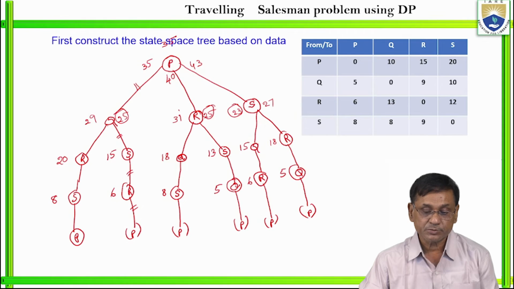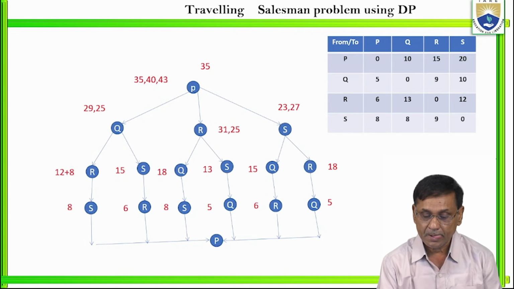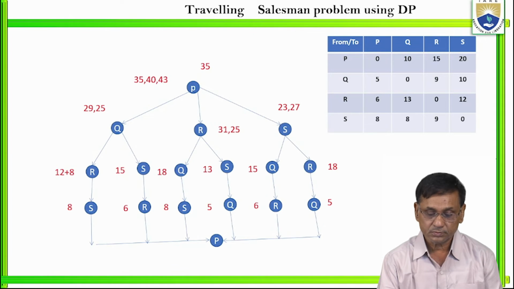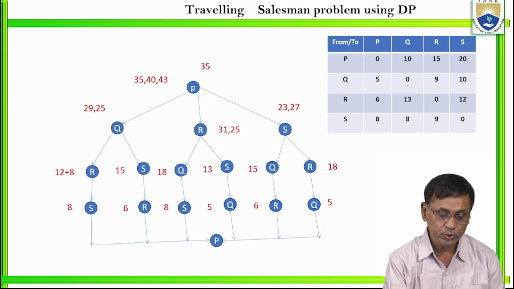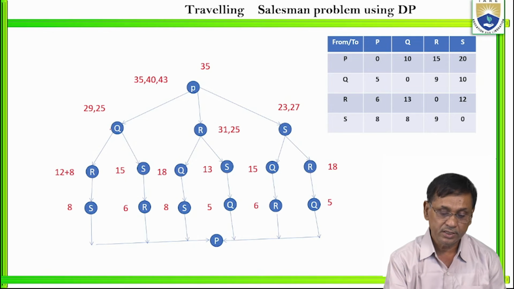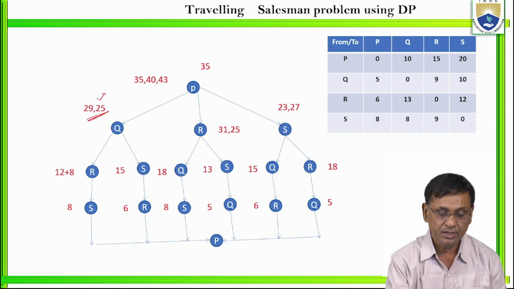Now the same thing is explained here. You see. So this route cost: S to P is 8, R to S to P is 20, Q to R, R to S, S to P is 25. This is 29. Then Q to S, S to R, R to P is 25. So in this 25 is the minimum.